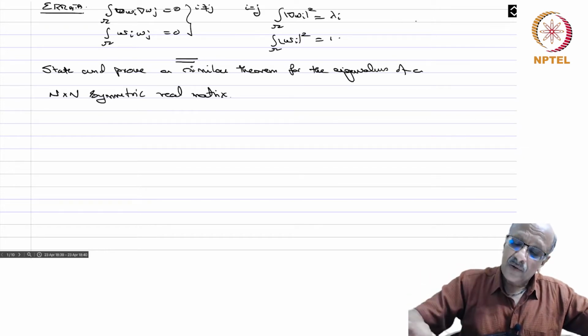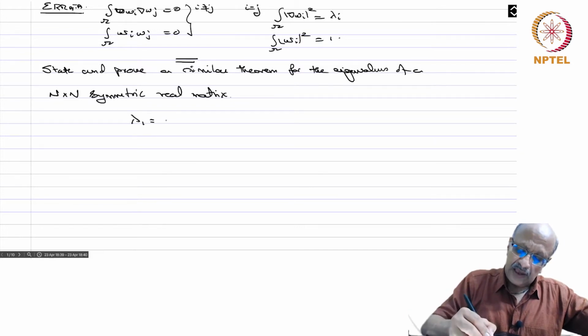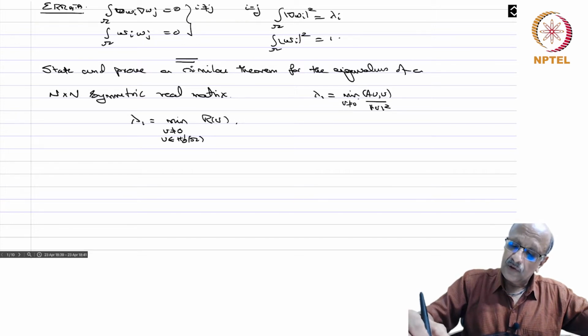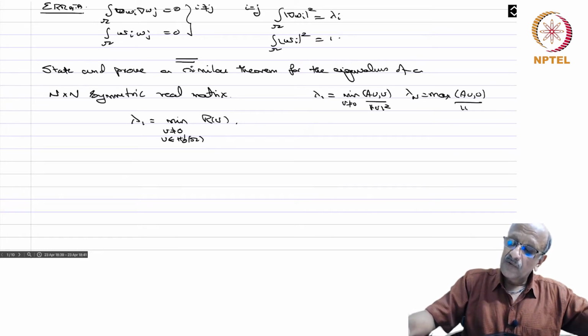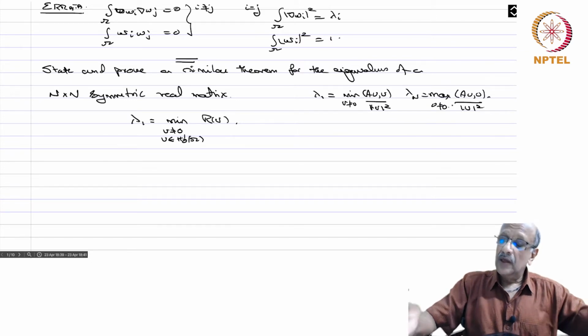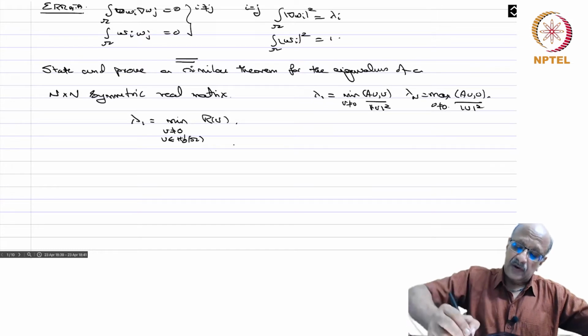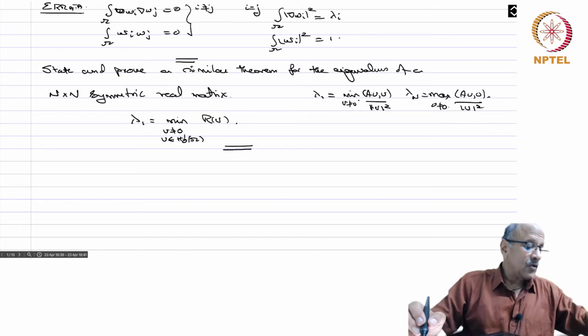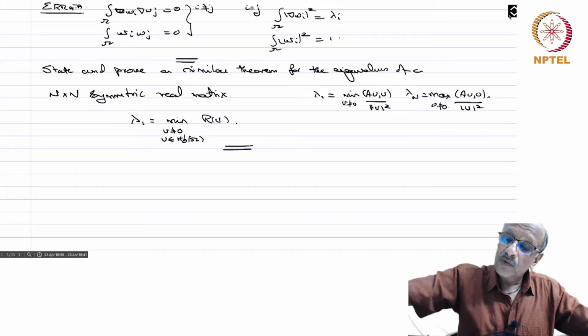We also had that lambda 1 was the min of R of V over V not equal to 0, V in H10 of omega. We saw this. Similarly, for a matrix, lambda 1 will be the min of AV dot V divided by mod V squared, V not equal to 0, and lambda n will be the maximum in this case of AV dot V divided by mod V squared, V not equal to 0. So this is the corresponding result you have for eigenvalues, and this is very useful in computing the eigenvalues of symmetric matrices.